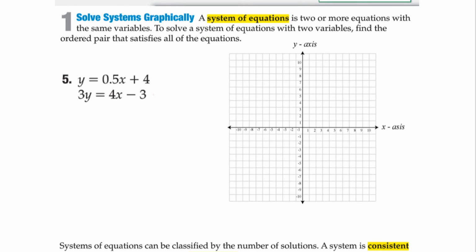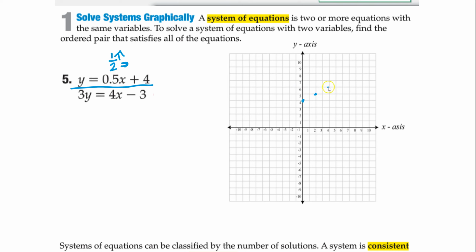This way always works, just it's a little cumbersome. It would like draw perfectly. Same way, let's draw this one. So y-intercept is 4, so let's start at 4. And then my slope is 0.5, also known as 1/2. So I'm going to go up 1 over 2.